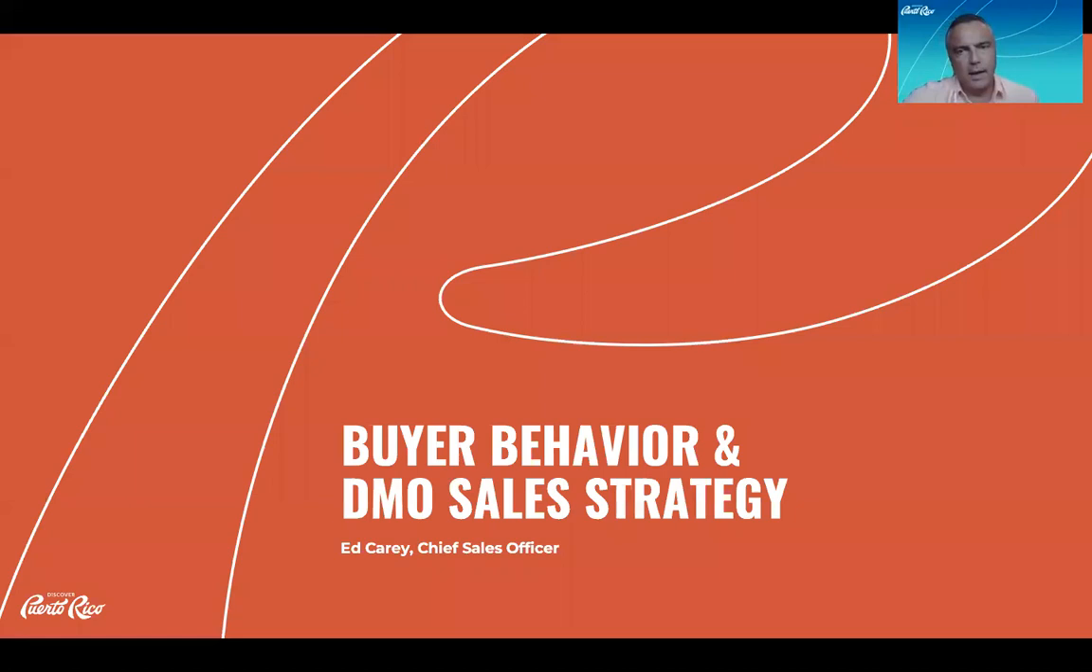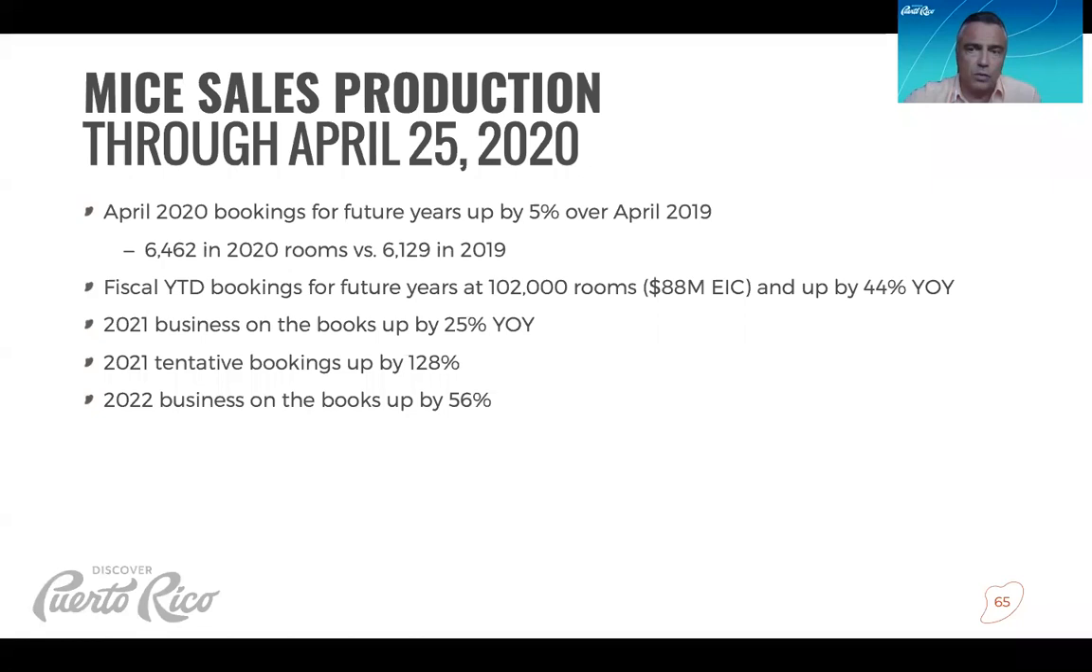Before we dig into some of the feedback we're hearing from meeting planners during this crisis, I wanted to share some quick facts on our current position for 2020 and beyond, just to illustrate the extremely positive impact our hotel community has had in the meetings marketplace over the past year. Despite the lockdown, we are actually up in room nights booked for future years by 5% in April 2020 versus the same time last year. And this is not rescheduled meetings, these are new events. Year to date, we have crossed the milestone of 100,000 rooms for future years and are up by 44% over the previous year. And we are in a solid position for 2021. Our pipeline of tentative business is more than double where it was last year, and 2022 is up by 56%.